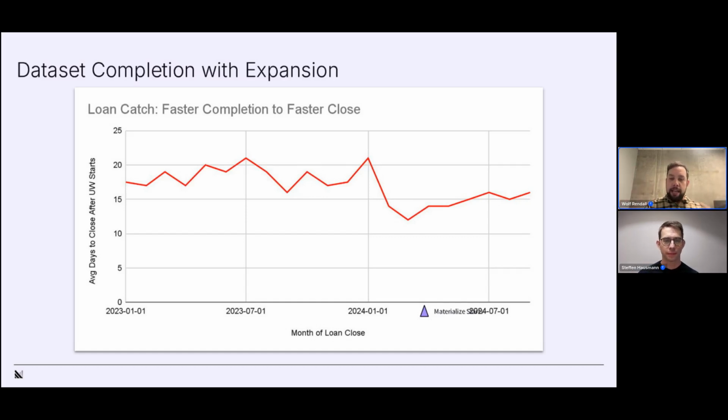And as our Materialize switch happened, you can see that we basically took things down from consistently like 20 days to underwrite to 15 days to underwrite. So improving our pull through by about 25% by increasing our performance here by like 99% on this one product.